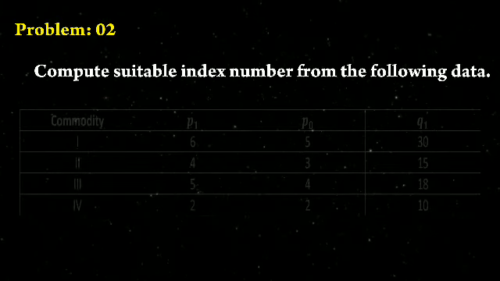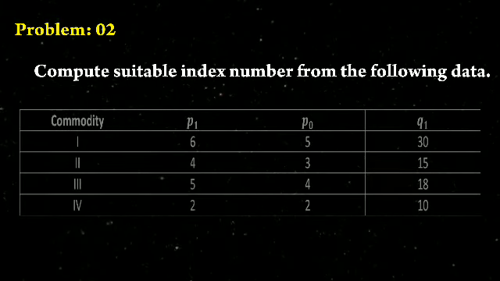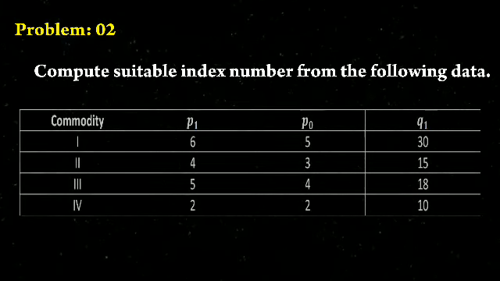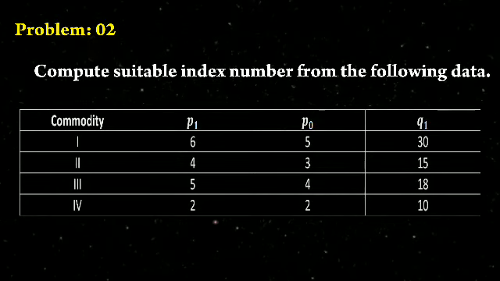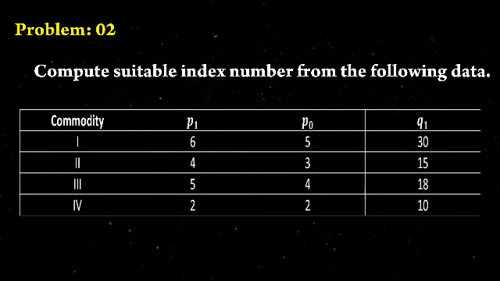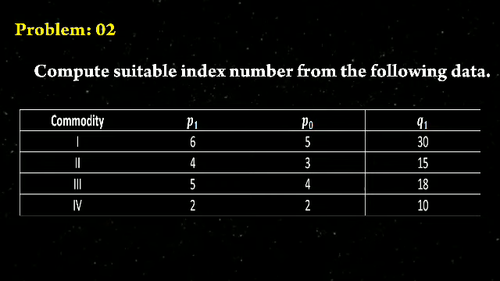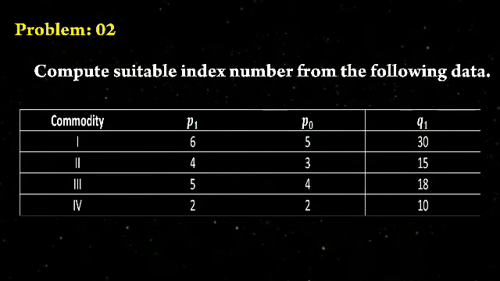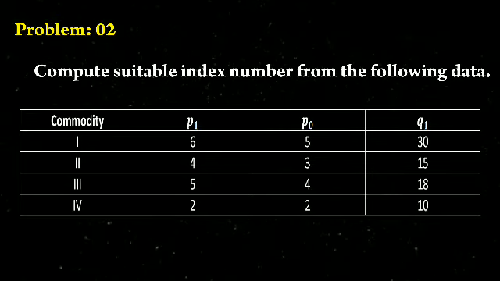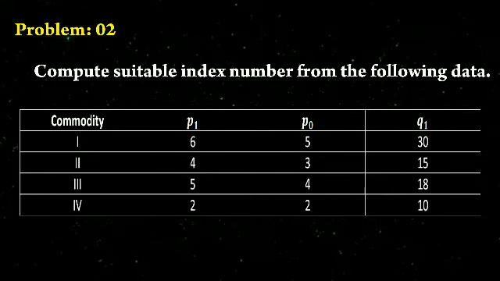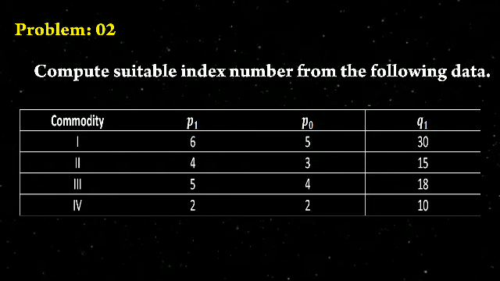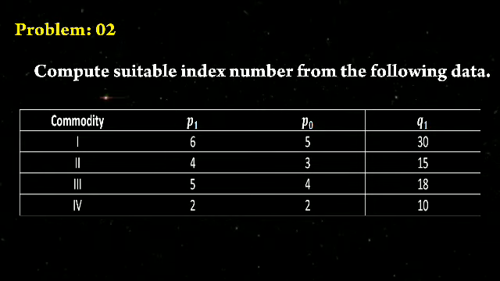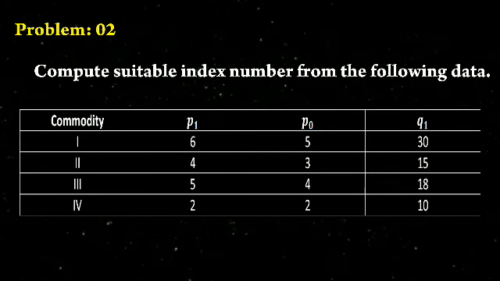Second problem, compute a suitable index number from the following data. In the table, as you can see, different commodities are given along with P1, P0 and Q1 values. So prices for both base and current year along with quantities of the current year are listed in the table. So based on this data, which index number can you compute? Based on the current year quantity values.